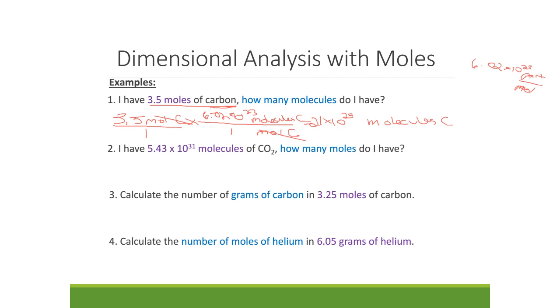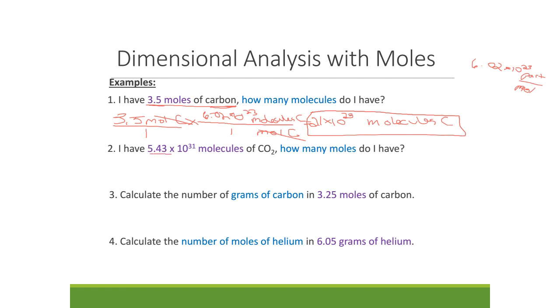Don't forget to check your sig figs. We started this problem with our measurement 3.5 moles, which had 2 sig figs, and our answer here, I've rounded it to 2 sig figs, so 2.1 times 10 to the 23rd molecules of carbon is our final answer. So that's one type of dimensional analysis problem you're going to do with these conversion factors. Next problem here shows another type.